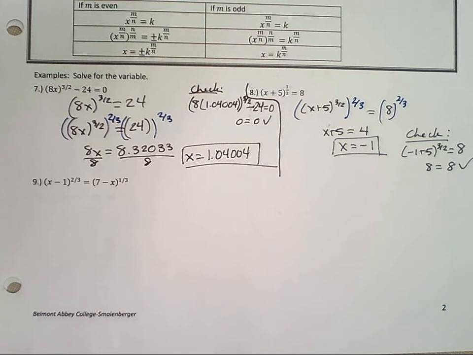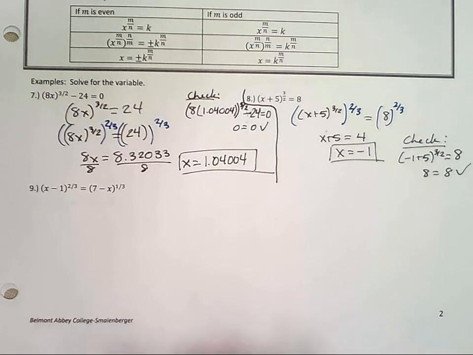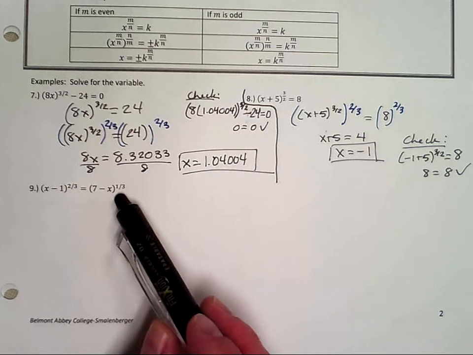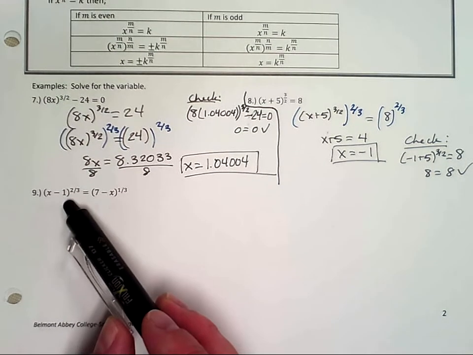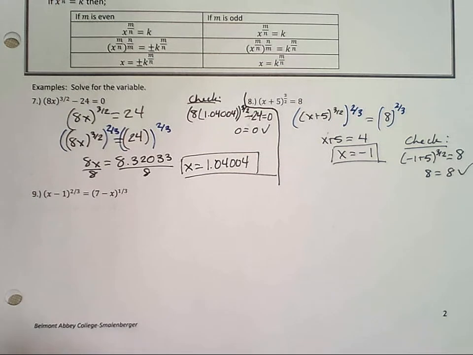Okay, so number 8. I have x minus 1 to the 2 over 3 equals 7 minus x to the 1 over 3. What do you guys think? So the powers are not the same, so I can't really raise that to a power to get rid of it. What could I do? Well, I could raise it to the 3 over 1, or I could raise it to the 3 over 2 to cancel out one of these powers.